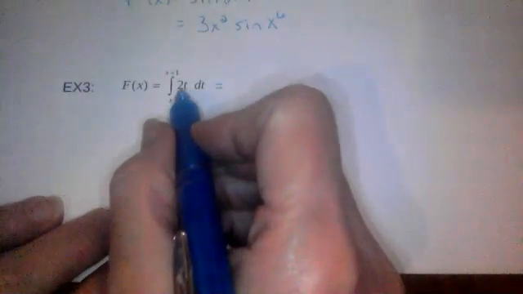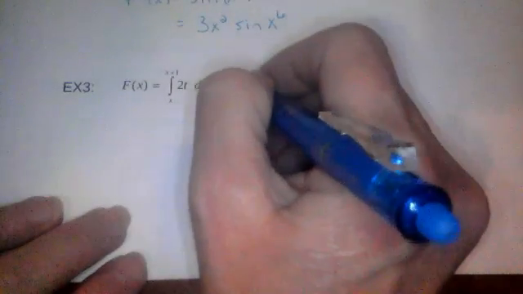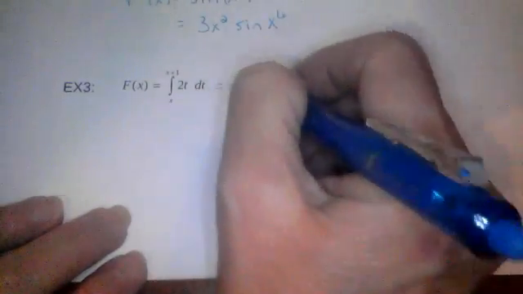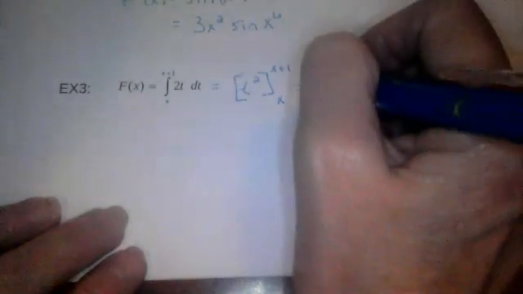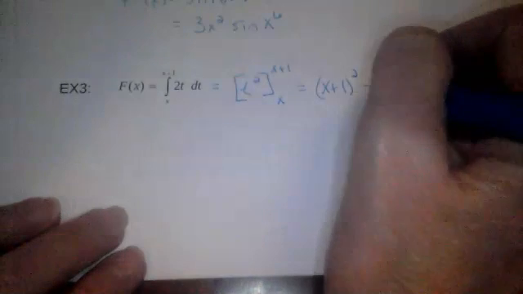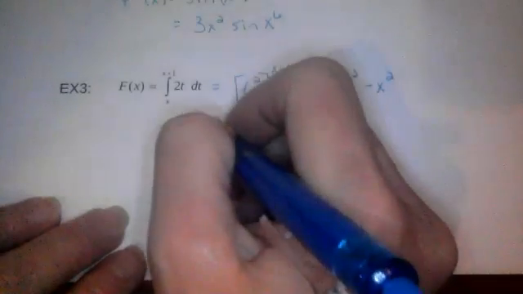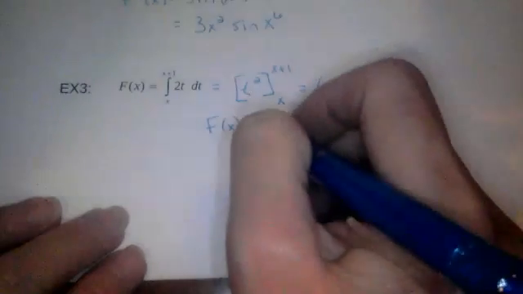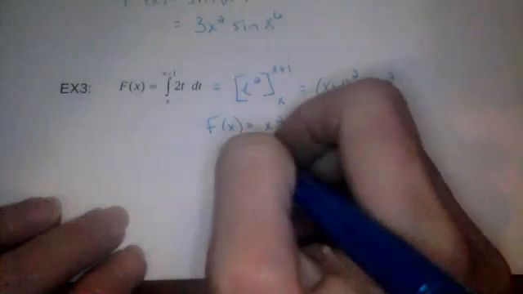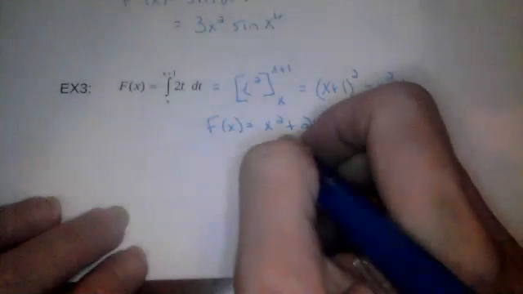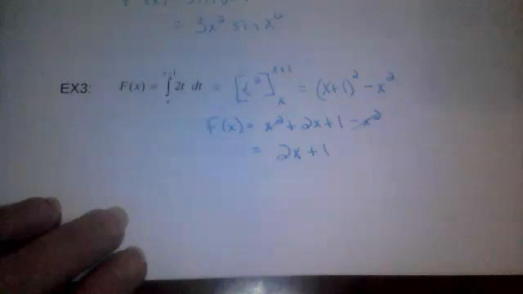So this is going to be 2t squared over 2. So we just get t squared. And we're going to evaluate that from x to x plus 1. So I get x plus 1 squared minus x squared. Well, x plus 1 squared is going to be x squared plus 2x plus 1, and then minus x squared. And so f of x just equals 2x plus 1, because those are going to go away. So that's the first part.